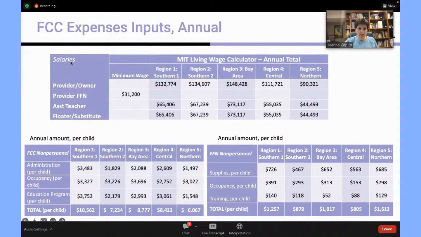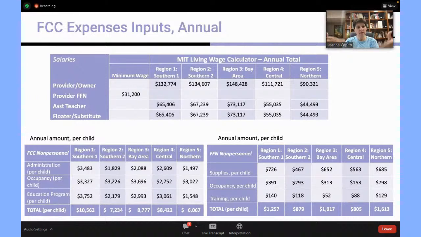So if we start at the chart at the top, you see using, again, the MIT living wage calculator only as the salary point that we're running in these particular scenarios. And the same approach is used, that the assistant or floater position, which is the lowest paid position in the program, is based on the living wage calculator for that individual or that position in that region of the state. And that is actually the same value for teacher assistants across whether it's family childcare or centers.